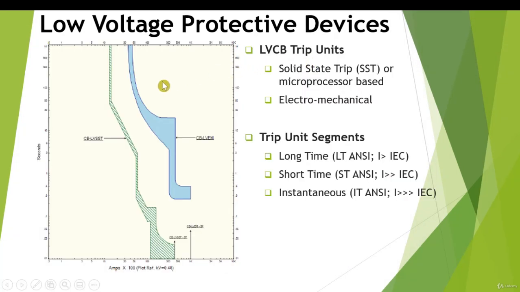So next is low voltage circuit breaker with trip units. The low voltage circuit breakers are available with solid state trip units or microprocessor based trip units. There are various segments in trip units which can be defined as long time, short time, and instantaneous. So this is the characteristic for a solid state trip device, where this part is long time pickup, long time delay, short time pickup, short time delay, and instantaneous characteristic.